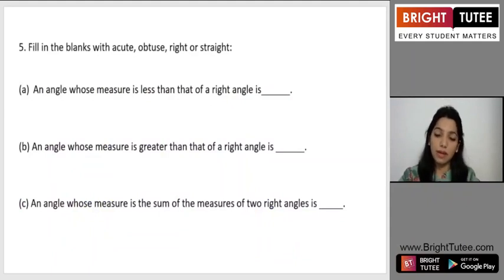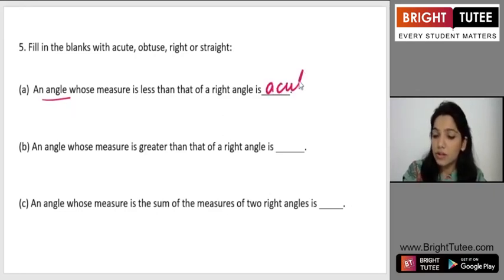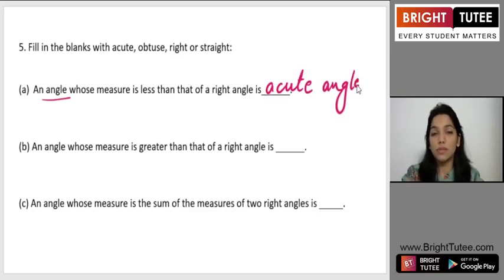Here it's fill in the blanks. We have to fill these blanks using the words acute, obtuse, right, and straight. The first one says an angle whose measure is less than that of a right angle is an acute angle. So this is the answer. Every time make sure that you write the complete word, that is, acute angle.